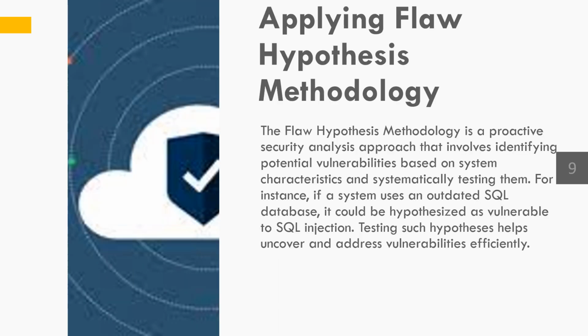The flaw hypothesis methodology is a proactive approach to identifying security weaknesses. It begins with analyzing system characteristics to hypothesize possible vulnerabilities. For example, if a system uses an outdated SQL database, one might hypothesize its susceptibility to SQL injection. Testing these hypotheses validates the assumptions and helps uncover hidden flaws. This methodology ensures a systematic and thorough exploration of potential threats.